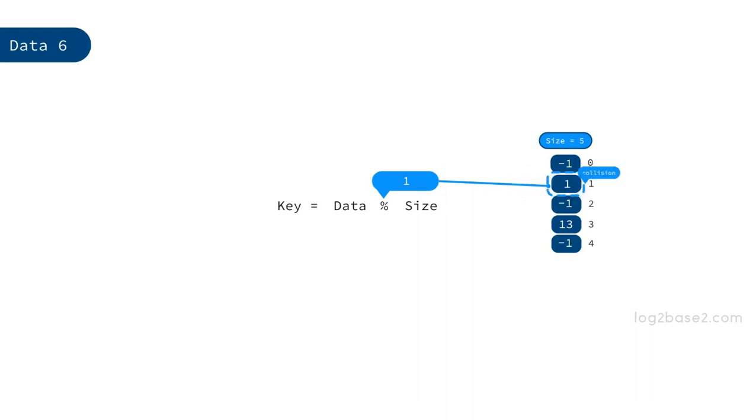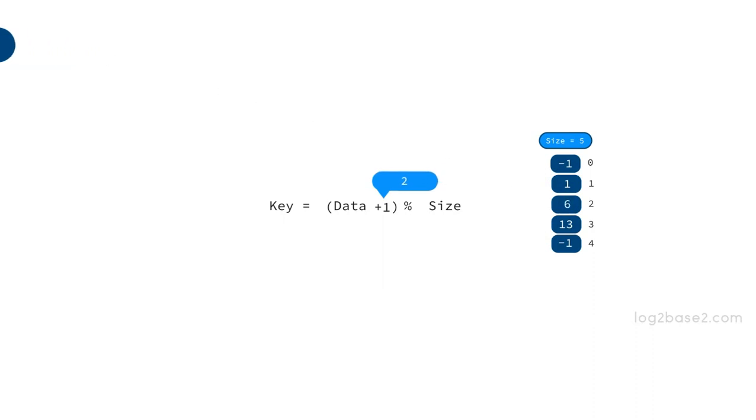So a collision occurred. So what do we do? We have to check the next index. That is, we will now use a different equation, which is key equal to (data + i) mod size. Applying data 6 here, we will get (6 + 1) mod 5, that is 7 mod 5, which is equal to 2. So we have to check index 2, and it is holding the value -1. That means it is free for insertion.